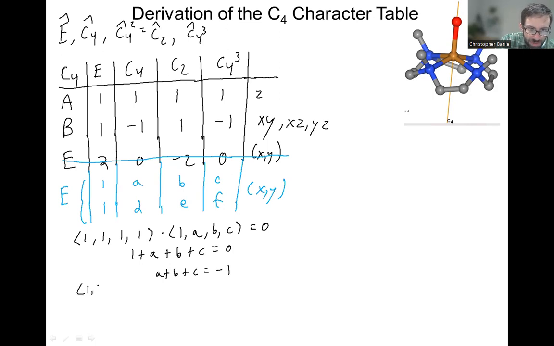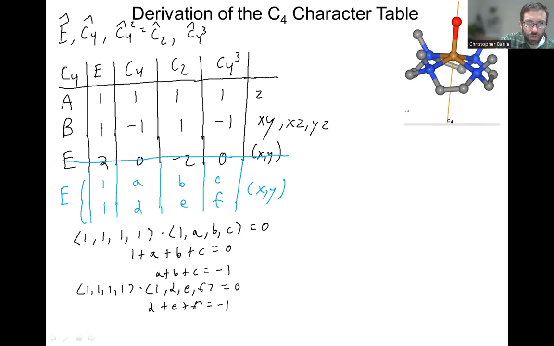Now the exact same thing is going to be true for the second part of the vector, because again, it has to be orthogonal there. We're going to get the same sort of math there. And so D plus E plus F is going to be equal to -1.